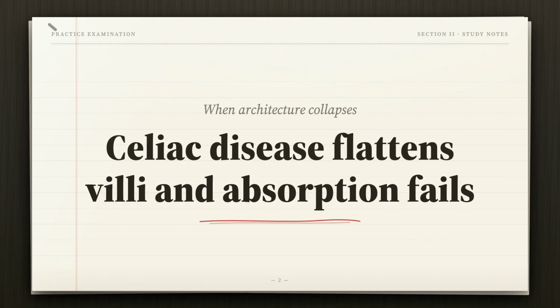Celiac disease shows what happens when this architecture is lost. Gluten triggers an immune reaction that flattens the villi, collapsing absorptive surface even though the tube stays intact, causing diarrhea, weight loss, and deficiencies despite adequate eating. Remove gluten and the villi regenerate, proving that surface area, not length, was the limiting factor all along.